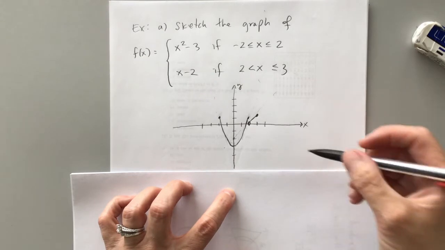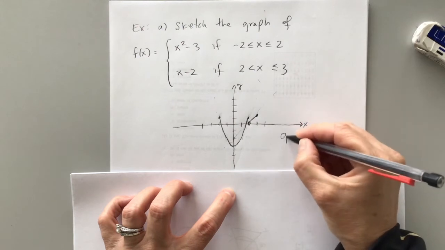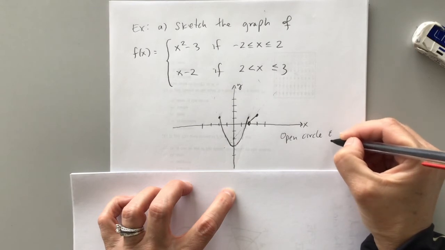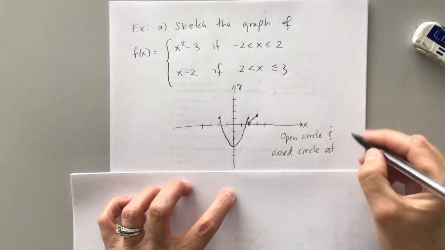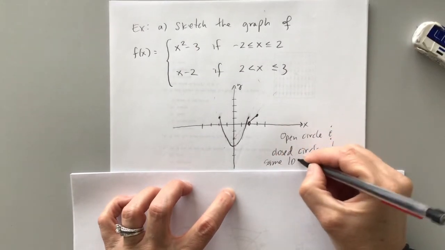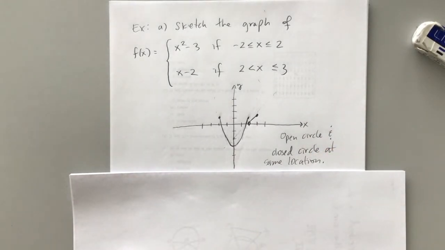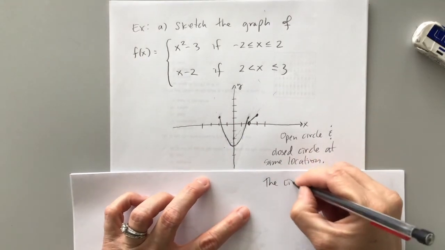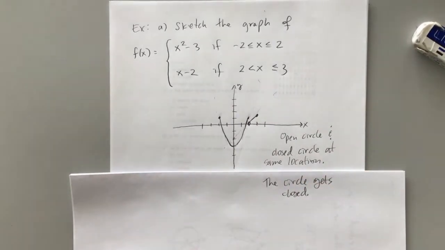So note that sometimes you'll have an open circle on top of a closed circle. So an open circle and a closed circle at the same spot, at the same location. The closed circle wins because if that y value exists for some x, it exists for the whole function. Okay, so the circle gets closed in that case.